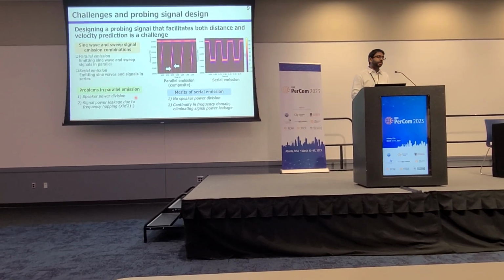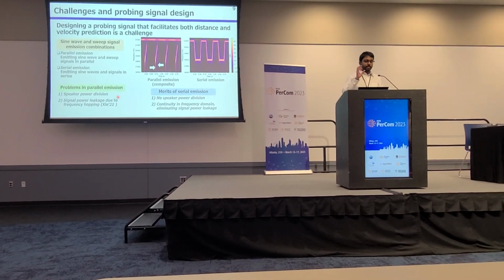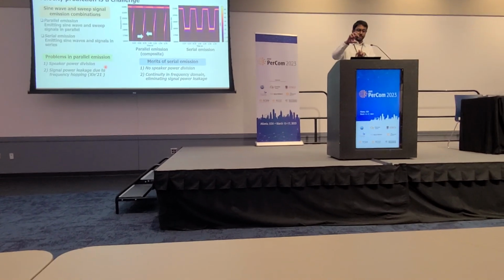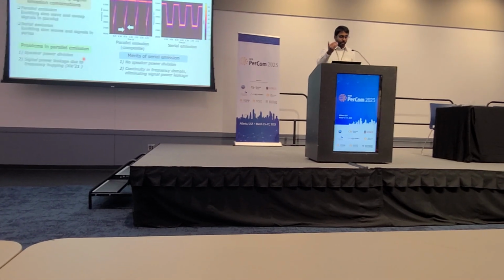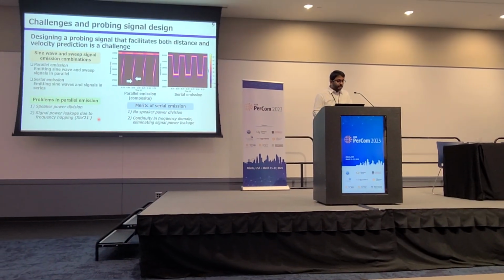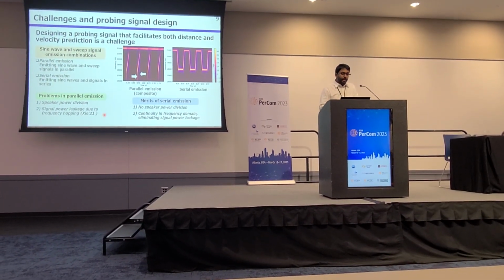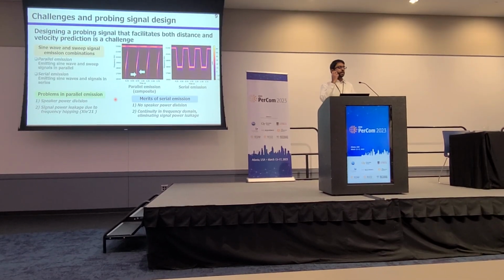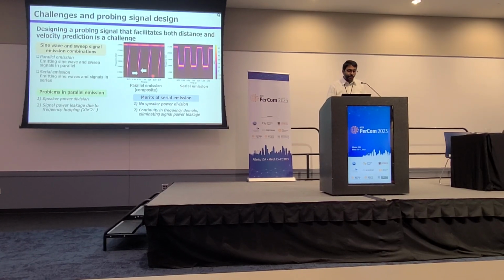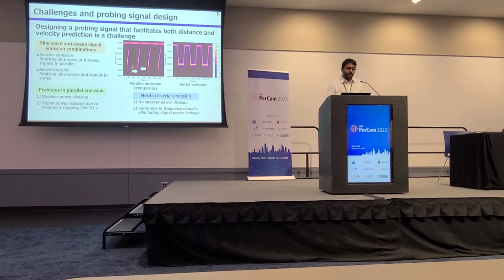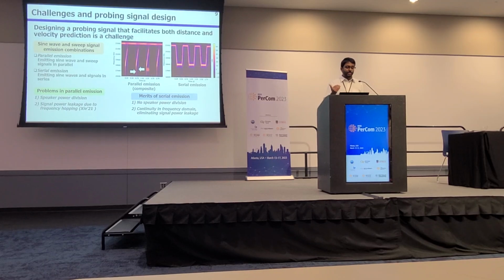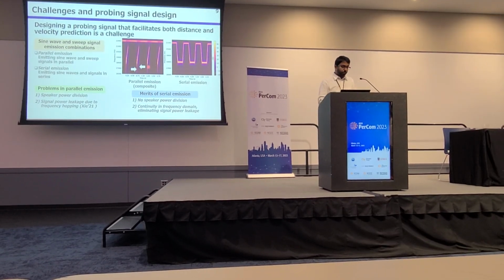The first one is the filter power division problem. When we try to emit two different signal components at the same time, the power of the speaker gets divided between these signal components, reducing the amplitude of the emitted signal. The second problem is signal power leakage due to frequency hopping. When we try to emit two discrete frequencies adjacently from commercially available speakers, it creates noises that jump into the audible range of human beings, which is an inconvenience for our user.